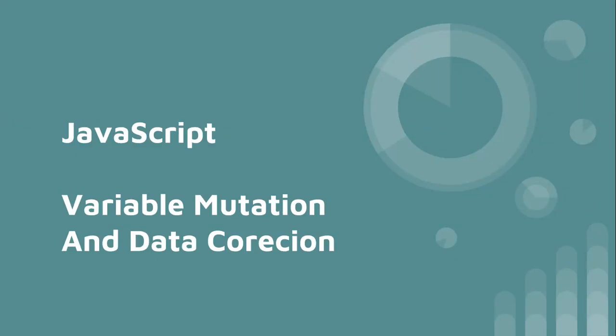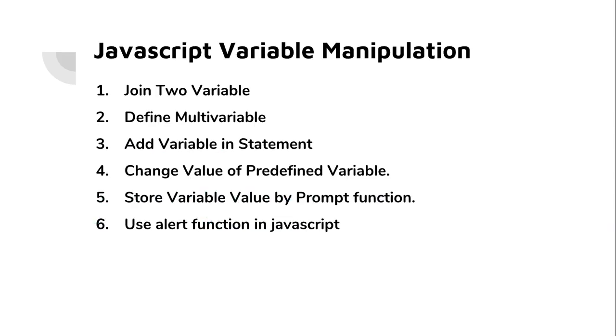Today we learn JavaScript variable manipulation and data coercion. So we start JavaScript variable manipulation. First we learn join two variables. Second, define multi-variable. Third, add variable in statement. Fourth, change value of predefined variable. Fifth, store variable value by prompt function. Six, use alt function in JavaScript. So we start all these things by code.